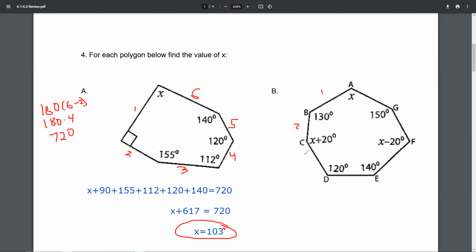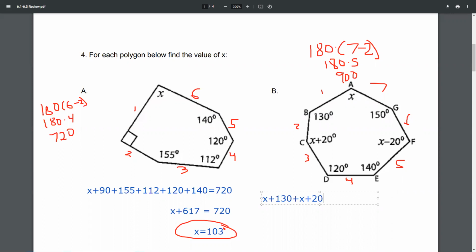All right, over here we have 1, 2, 3, 4, 5, 6, 7 sides. So if you look at your chart, a 7-sided polygon, a heptagon, should have interior angles that add up to 900. Okay, if you don't have your chart though, 180 times 7 minus 2, 180 times 5 gives us 900. Okay, so we're going to add all of these up to 900. So I'm going to do x plus 130 plus x plus 20 plus 120 plus 140 plus x minus 20 plus 150 should all equal 900.